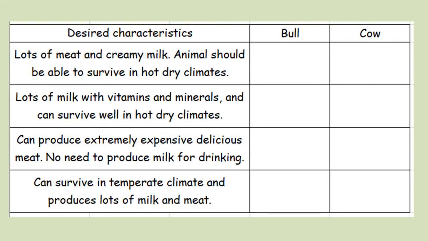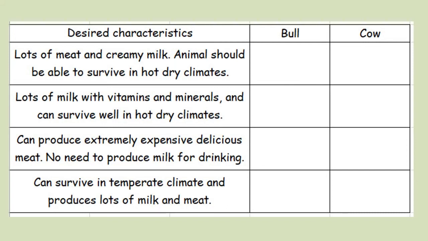So what you need to do, you'll have to rewind a little bit and just have a look at the previous picture. You need to decide which bull and which cow you would mate together to get offspring that will produce lots of meat, creamy milk, and can survive in hot and dry climates. And then below that, you've got 3 other characteristics that you want for your offspring. And for them, you also need to decide which bull and which cow breed together.